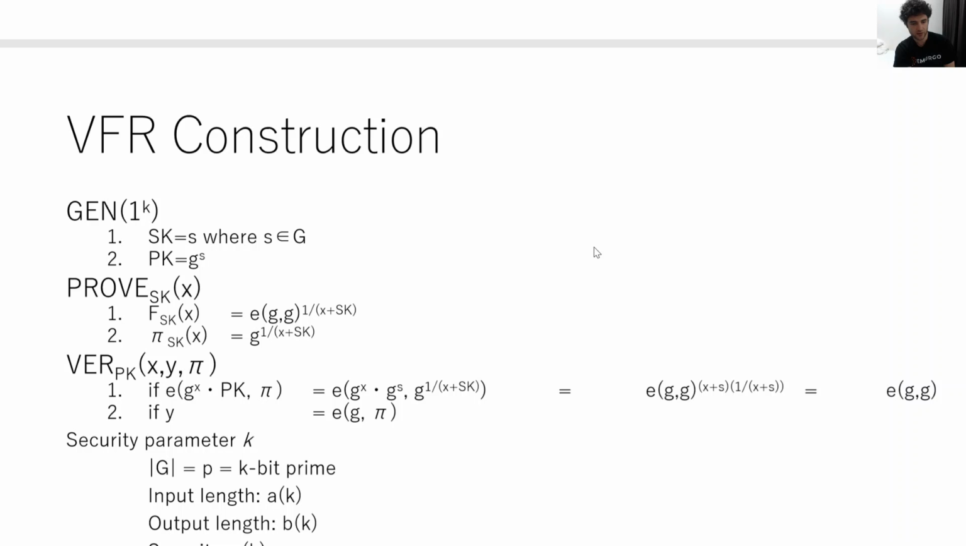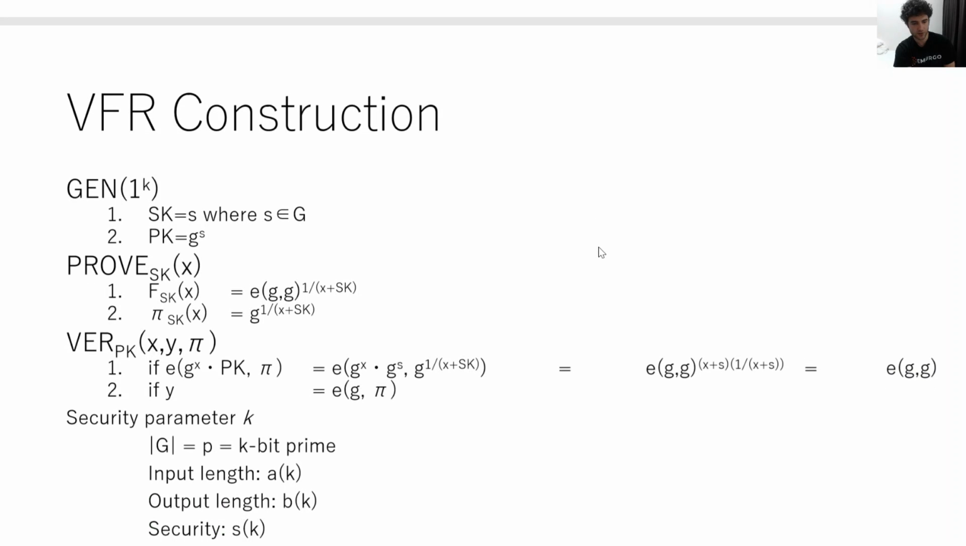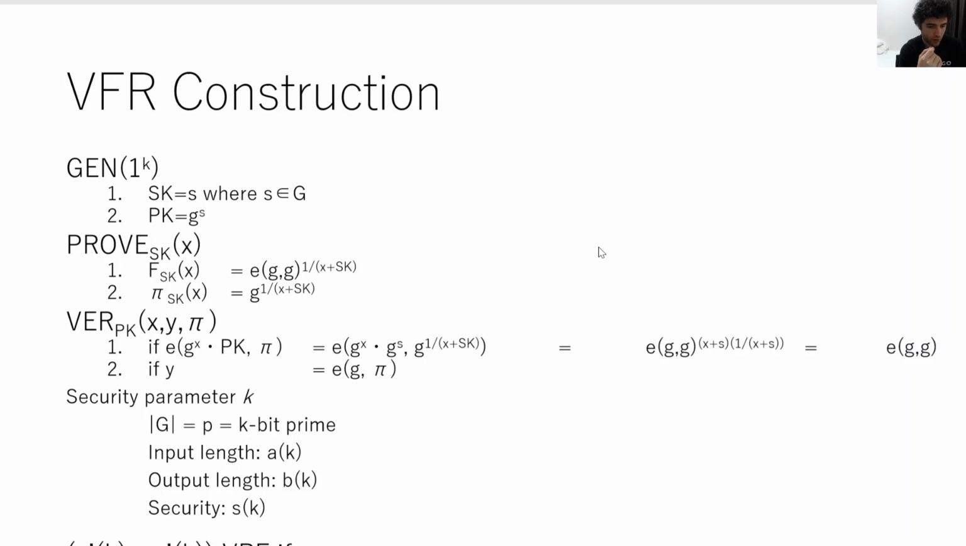Okay, so now that we have this covered, what is our actual VRF construction? Remember we had three parts to it, and we'll go through them one by one. First, our generate function: you create a secret key s, where s is just some element of the group, and your public key is just g to the power of s. When you run prove, which gives you the output of the function calculation, F(x) is just e(g, g) to the power of 1/(x + sk), and your proof of correctness is just g to the power of 1/(x + sk).